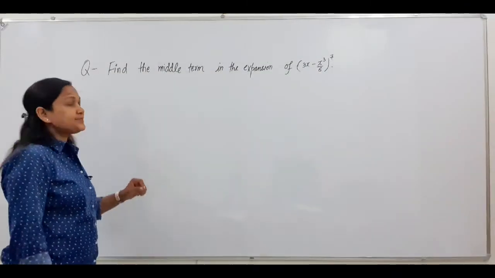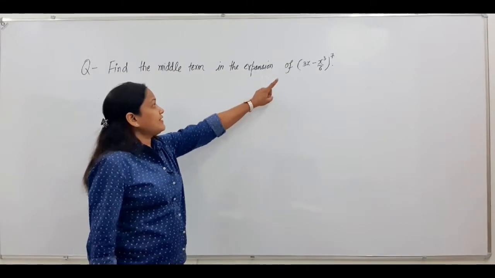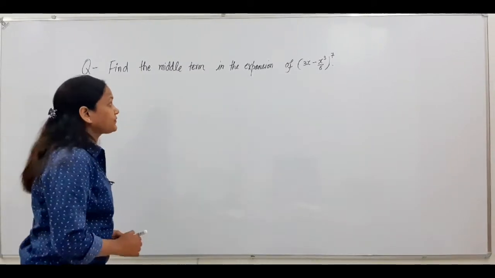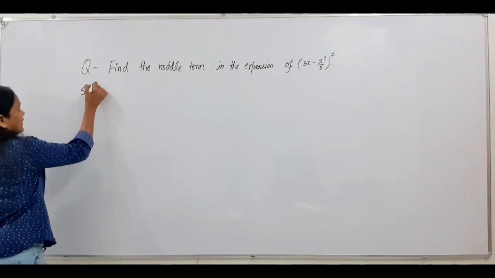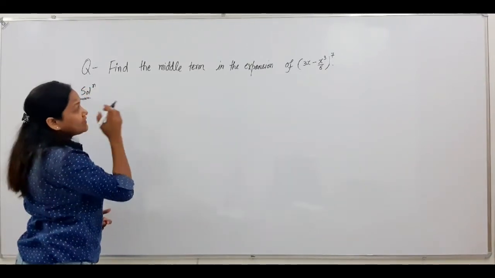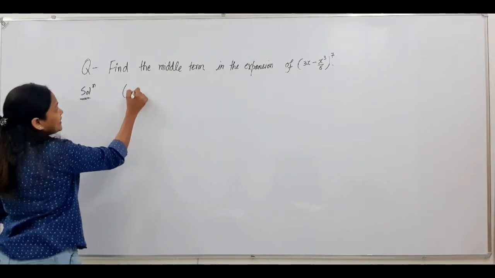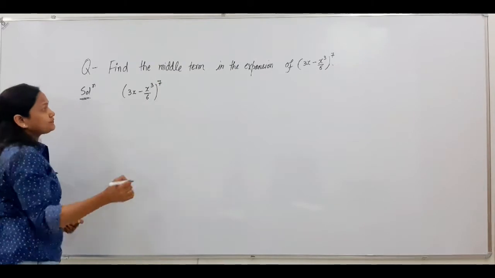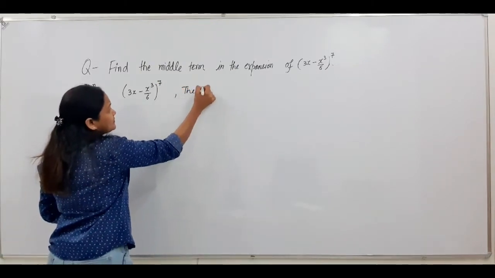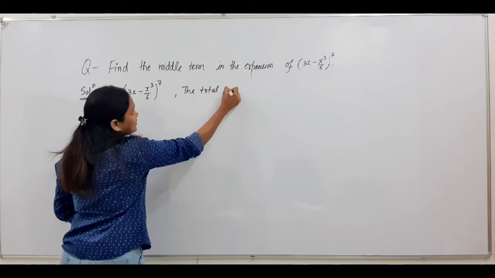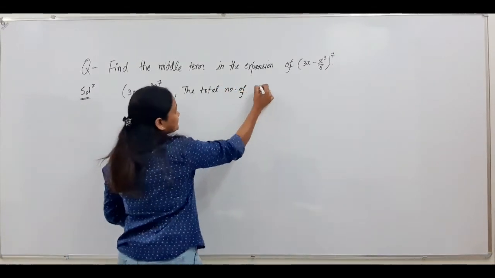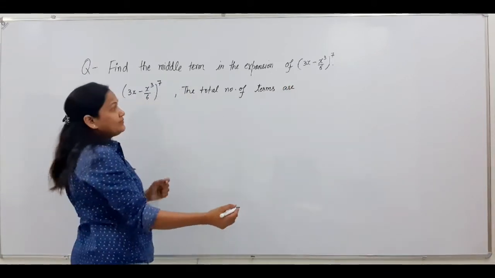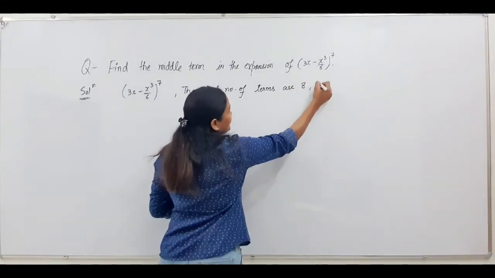Your next question is, find the middle term in the expansion of (3x minus x cube upon 6) raised to power 7. So in the expression (3x minus x cube upon 6) raised to power 7, the total number of terms are 7 plus 1, that is 8, which is even.